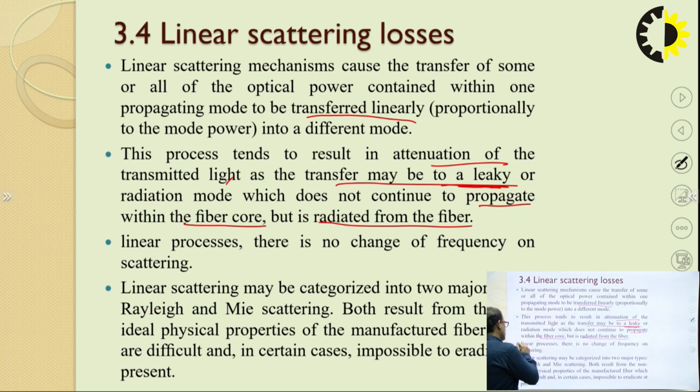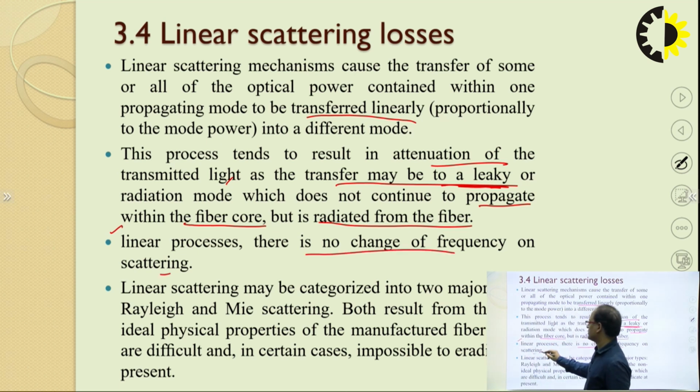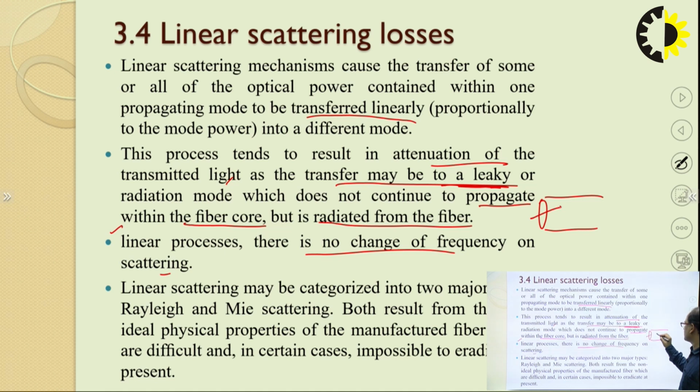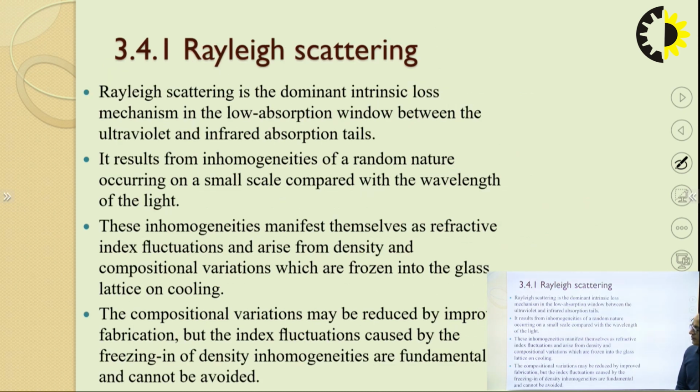So the linear process, or linear scattering, does not change the frequency in the scattering. Means after scattering, if this is a light, the frequency of the scattered signal will not change. So this linear scattering is categorized into two types, that is Rayleigh and Mie scattering.